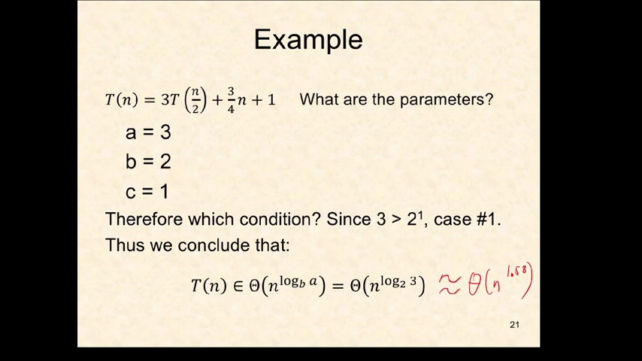Now, it is approximately equal to here. The log base 2 of 3 is exact. This approximation gives us a feel for it, but we would not want to say this is equal, because that 1.58 is just an approximation. So that gives us an example of using the master theorem.